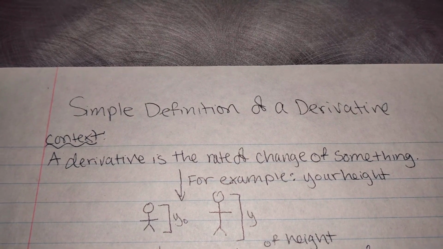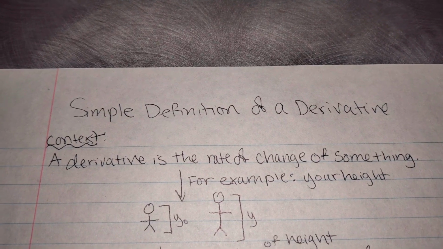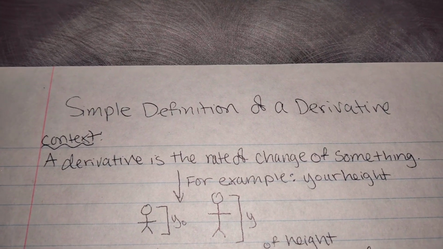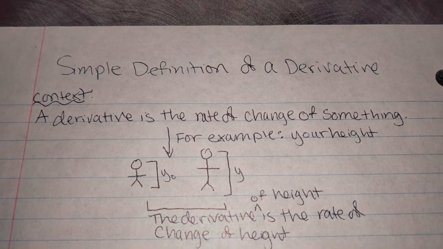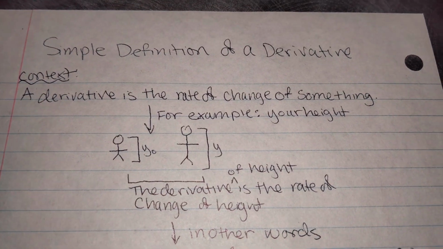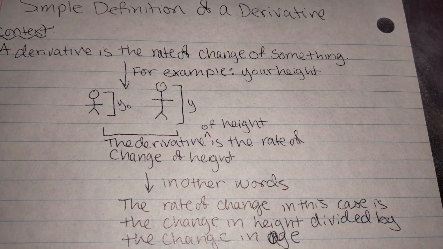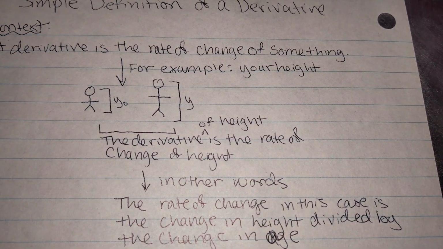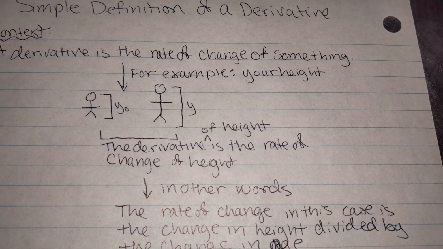So y naught, which is the y with the little zero you see on the left side, is your initial height. And your final height is y. So the derivative is going to be the rate of change of your height. In other words, the rate of change in this case is the change in height divided by the change in age, because the rate is going to be in terms of your age.